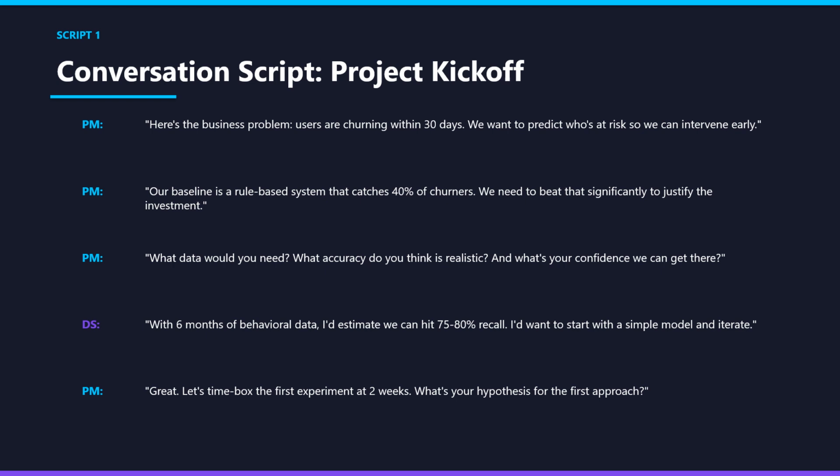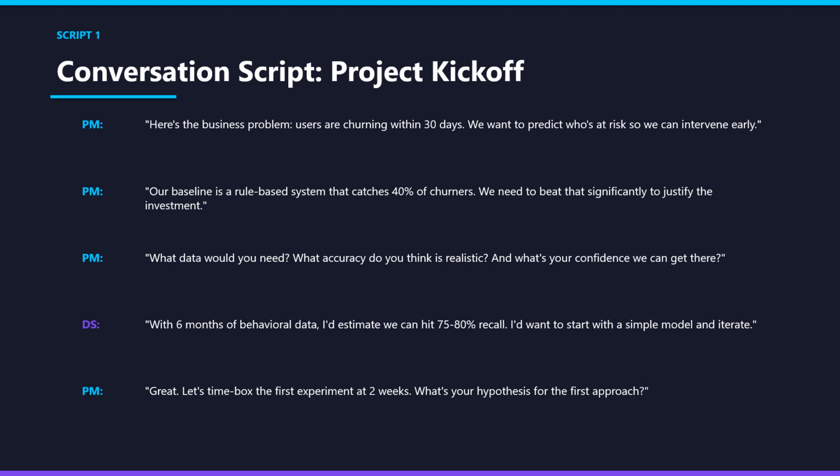Okay, then what data would we need? What accuracy do you think is realistic? And what's your confidence we can get there? You're asking for their expert opinion. You are not prescribing the solution. Now, the data scientist might say, with 6 months of behavioral data, I would estimate we can hit 75 to 80% recall. I would want to start with a simple model and iterate.